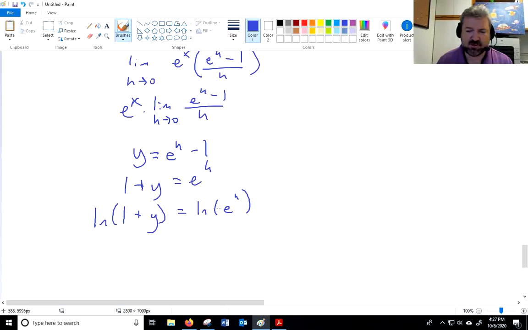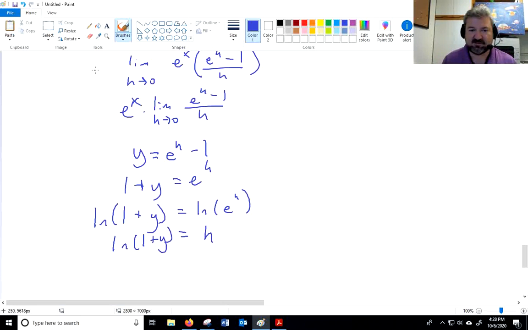We know that the natural log and e are inverses of each other. So the natural log of e to the h cancels them out, leaving me just h. So what I now know is h is equal to the natural log of 1 plus y. Okay, so what does that do? Well, let me show you.